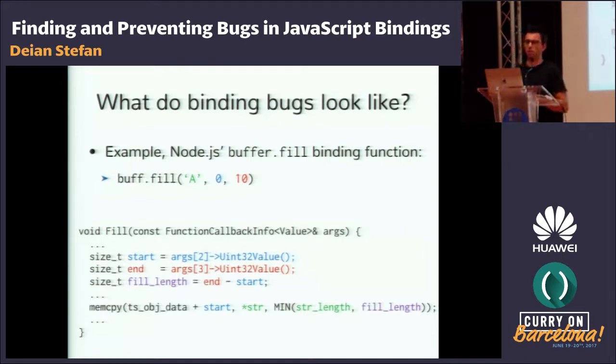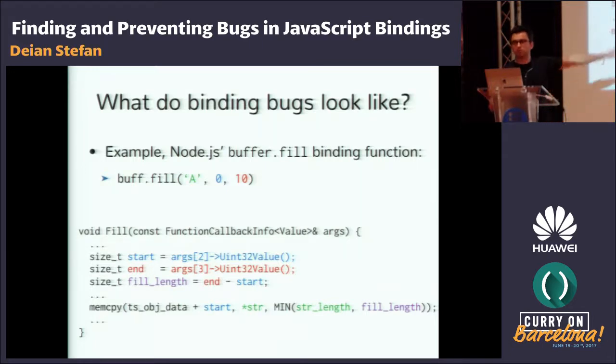Well, here is an example of a Node.js binding layer function. This function is part of the core buffer library, which is basically as core as you can get. And this function fills a buffer with a value from 0 to 10. Internally, this function takes those two arguments, treats them as integers, computes the length of the thing to fill, and then calls memcpy to actually fill the buffer with the values that you want.